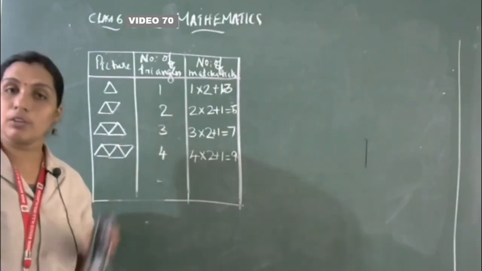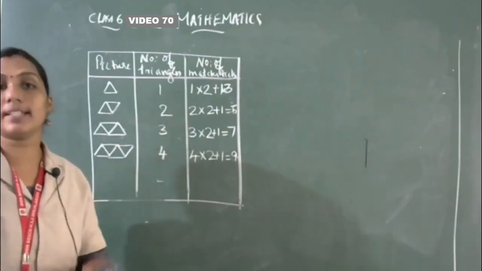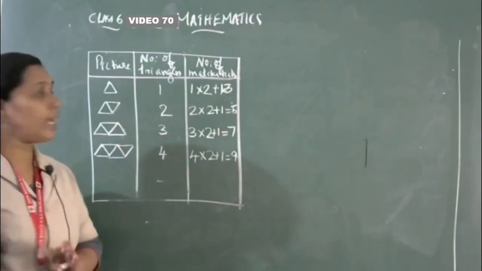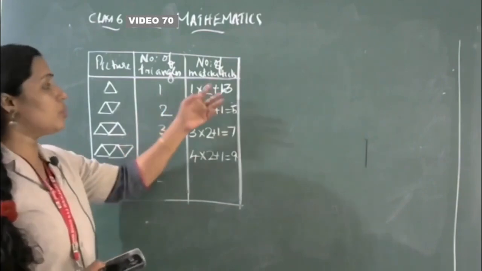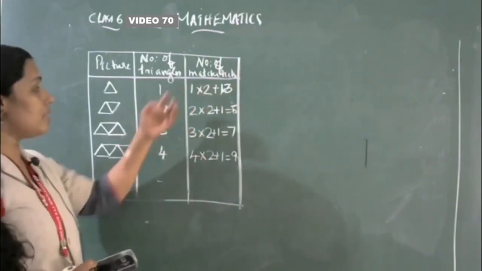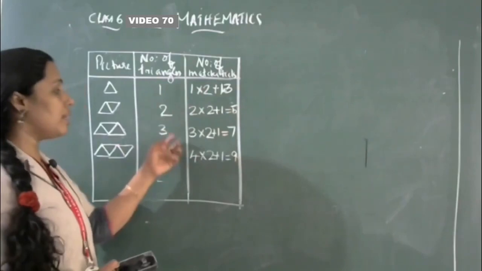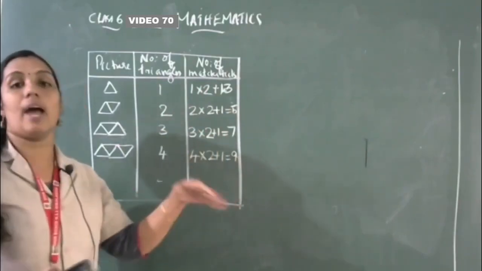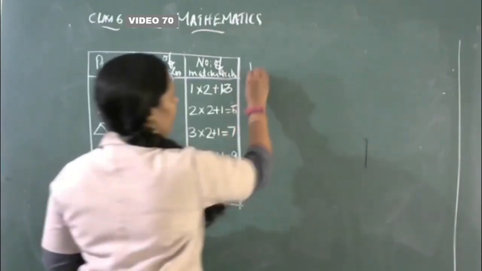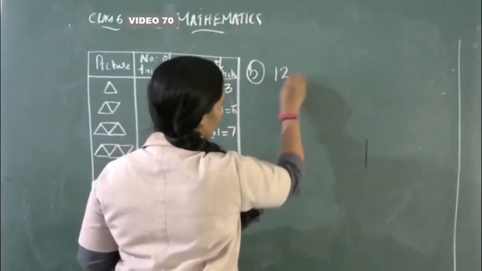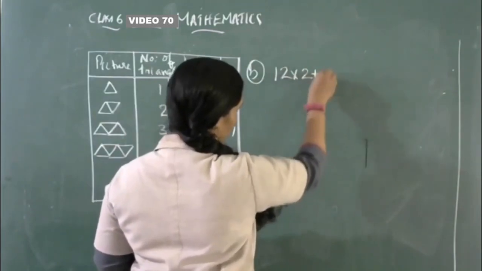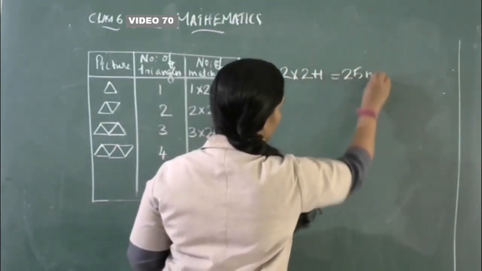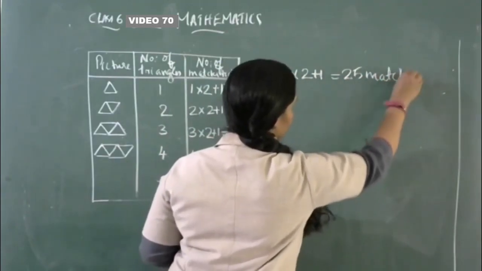Second question: we have to find out for getting 12 such triangles, how many matchsticks are used? For 1 triangle, 1 into 2 plus 1, 3. For 2 triangles, 2 into 2 plus 1, 5. 3 triangles, 3 into 2 plus 1. 4 triangles, 4 into 2 plus 1. And for 12 triangles, how will we get it? Yes, 12 into 2 plus 1. 12 twos are 24, plus 1, 25 matchsticks are needed.